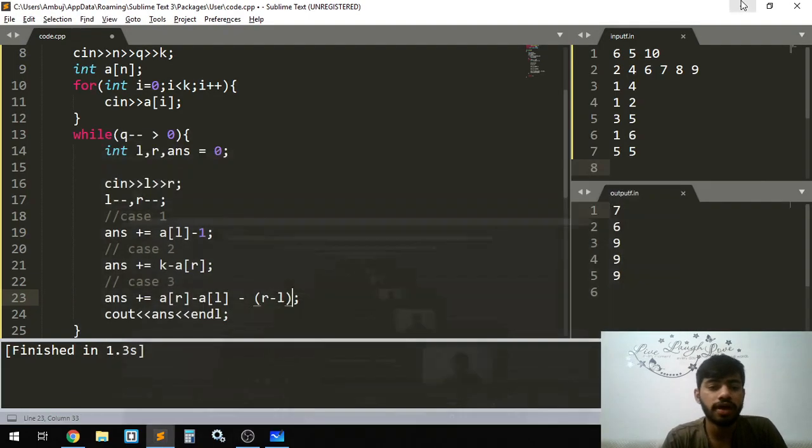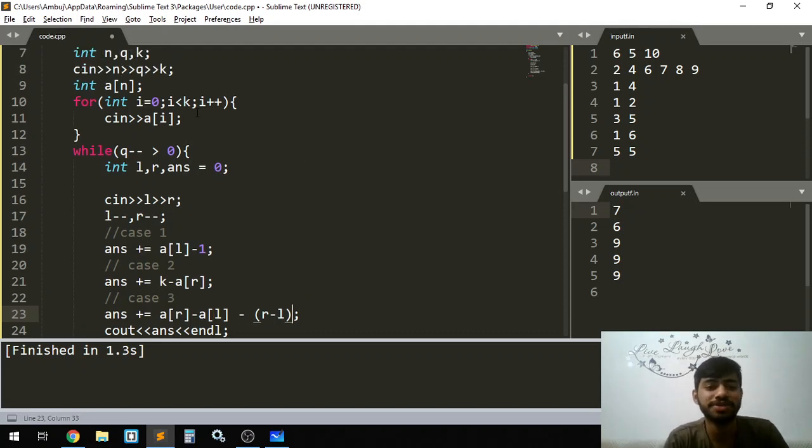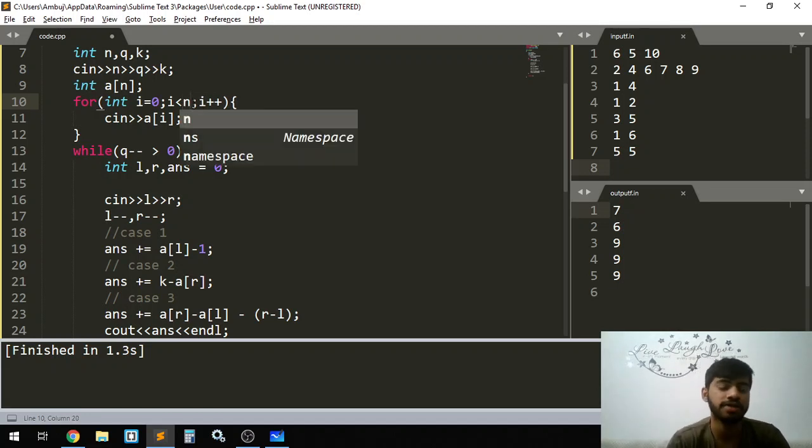Okay, so the error is that I just mistyped k as the length of the input while taking input of the array. I just mistyped it as equals to n.